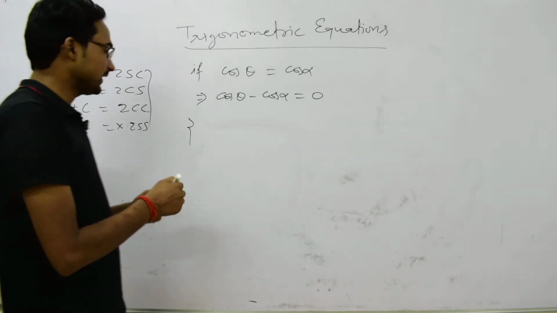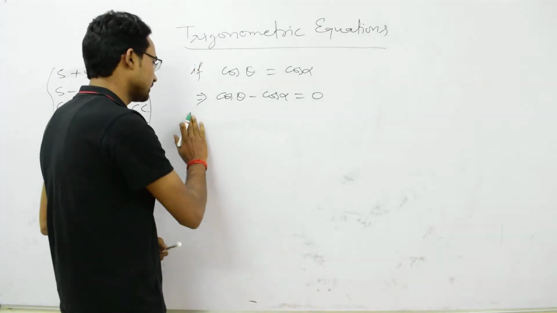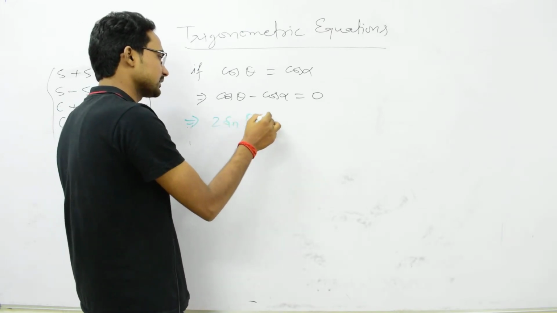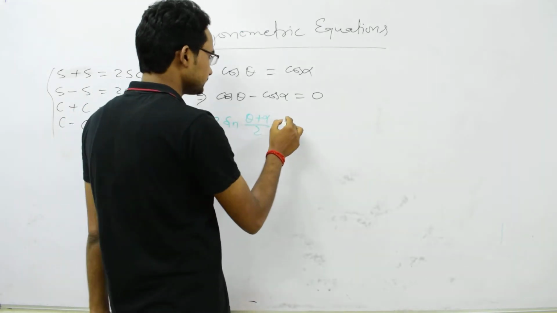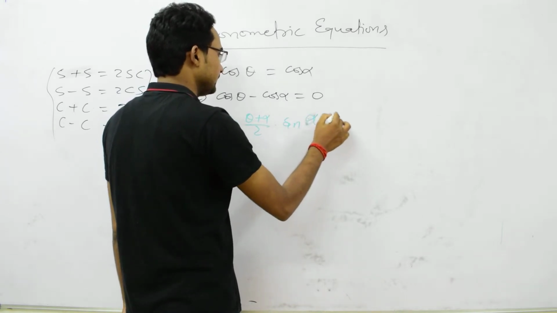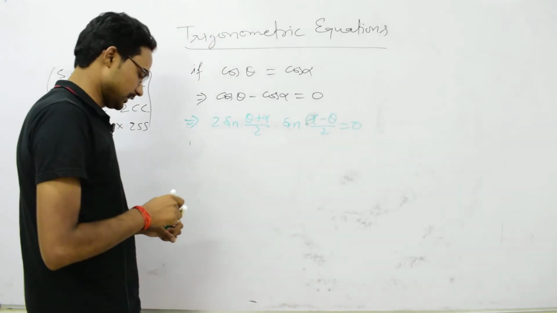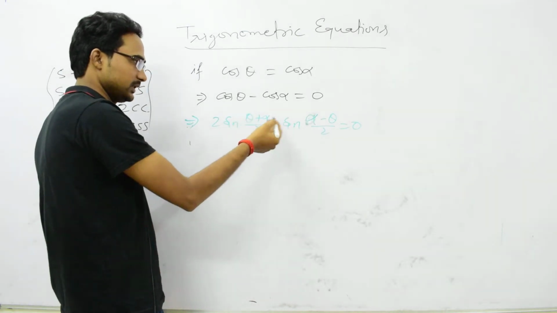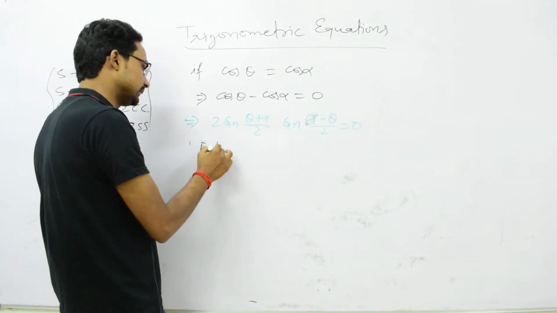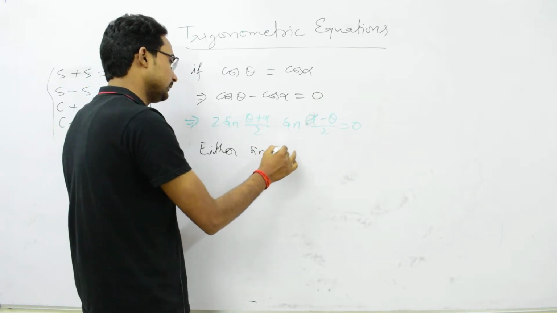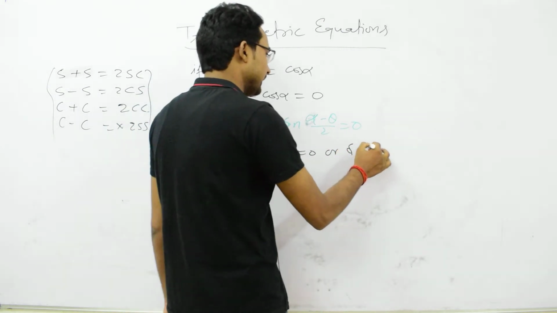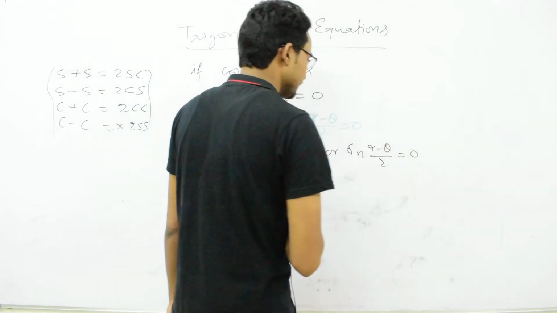Okay. So, we can write the formula for cos theta minus cos alpha directly: 2 sin (theta plus alpha)/2 into sin (alpha minus theta)/2 equal to 0. Okay. So, we get two conditions: either sin (theta plus alpha)/2 equal to 0 or sin (alpha minus theta)/2 equal to 0.